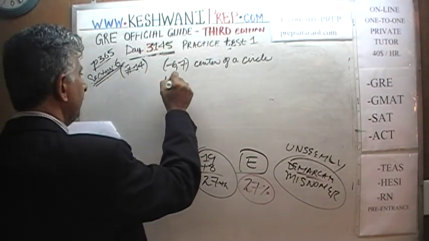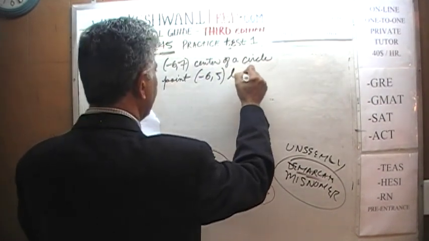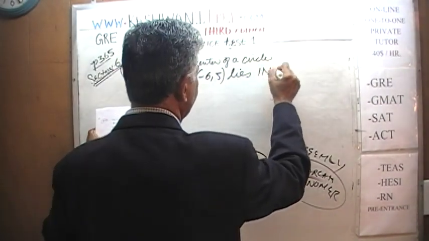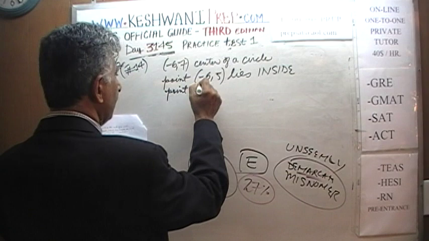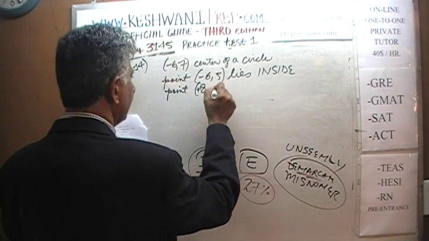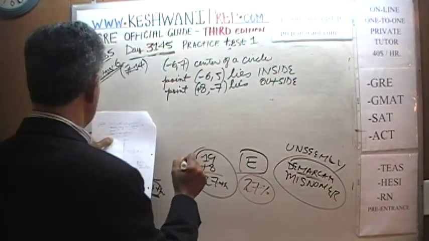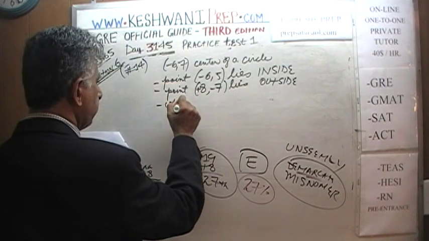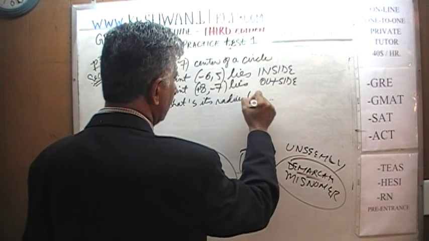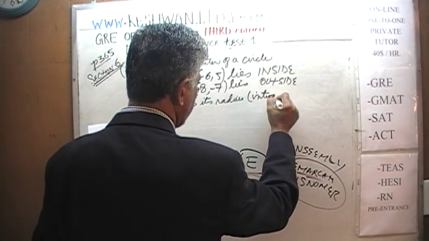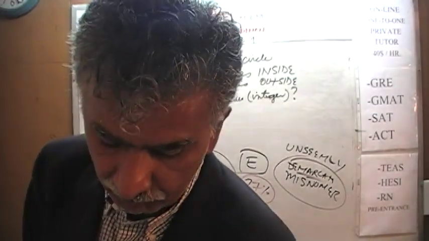We are further told that point negative 6 and 5 lies inside the circle. And we are told that the point positive 8 and negative 7 lies outside. The question simply is, what's its radius? And we are told that whatever the radius of this circle is, it's a whole number, it's an integer.